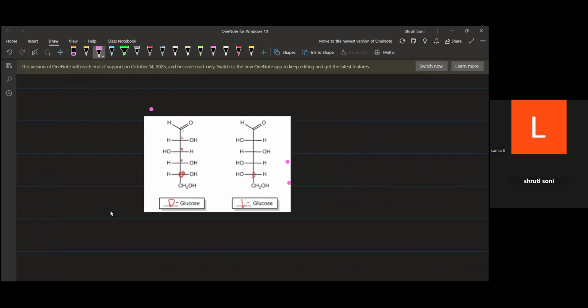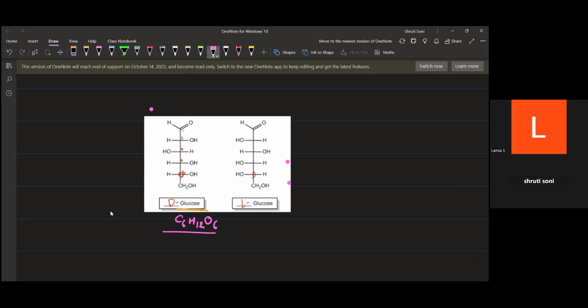Yes, it is. Okay, so see, in this case, first thing that you need to know is the structure of glucose. How many carbons does glucose have? What is the formula for glucose? C6H12O6. So this is the formula for glucose.